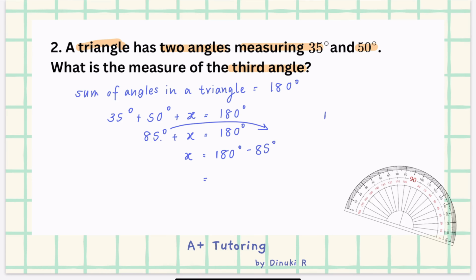If you have a bit of trouble doing that equation in your head, you can always do it on the side. 10 take away 5 is 5. 17 take away 8 is 9. So it's 95 degrees, right? It's not quite a right-angled triangle, but it's really close. So it'll look something like this.